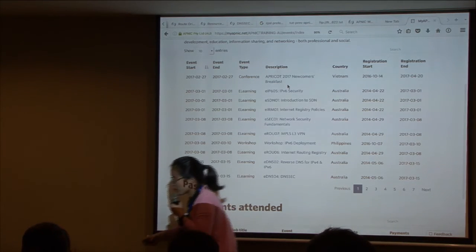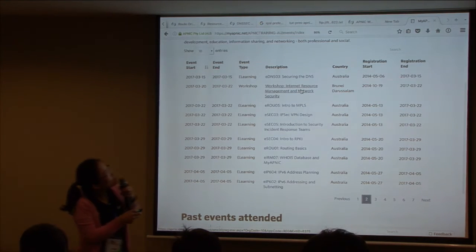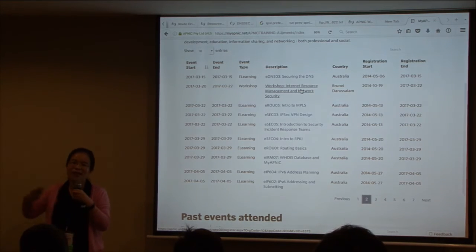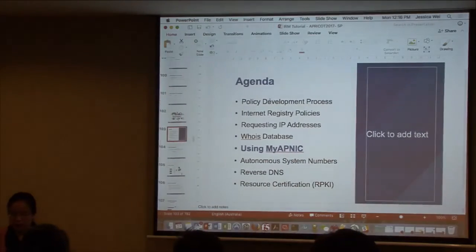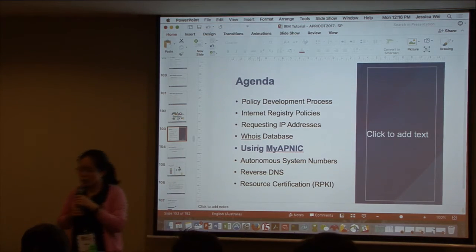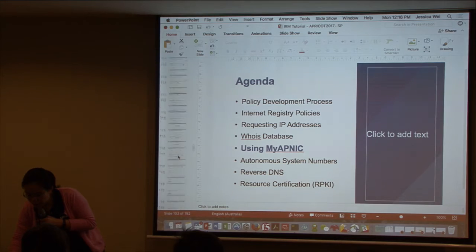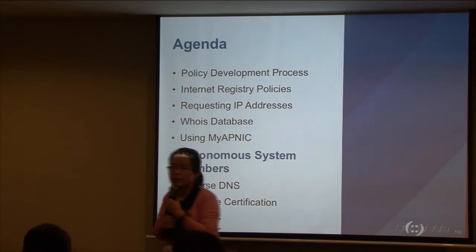And as I told you for Brunei, it should be here. Yes, this one is in Brunei, from March 20th to 22nd. Some information like this will be listed in MyAPNIC. So these are the portal of MyAPNIC, and because only two of you are using MyAPNIC, I went through this a little quickly, and then we will move to the second part, the autonomous system. These slides you can download later. So I will move to the autonomous system number. The AS number is also one resource.